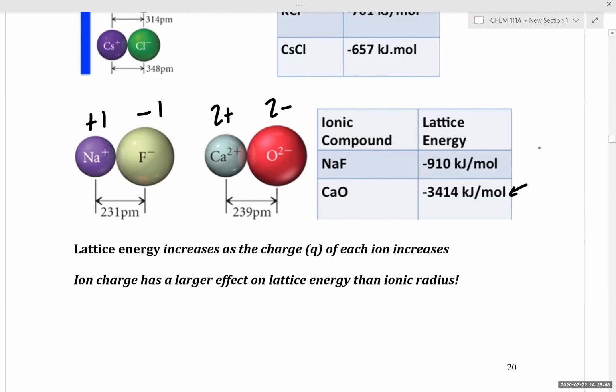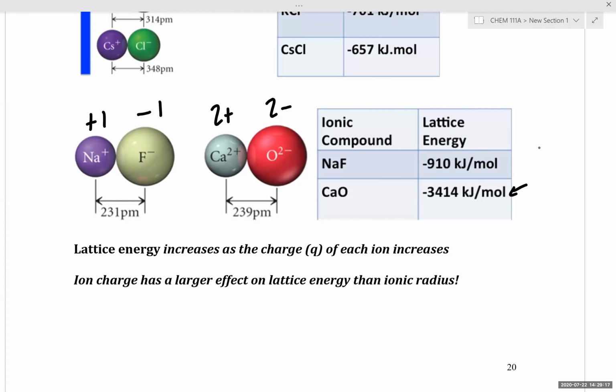Which ionic compound has the larger lattice enthalpy? The ionic compound with the smaller charges or the larger charges? Which ionic compound has the larger lattice enthalpy? The one with the smaller charges or the larger charges? Looking at the data that we have.